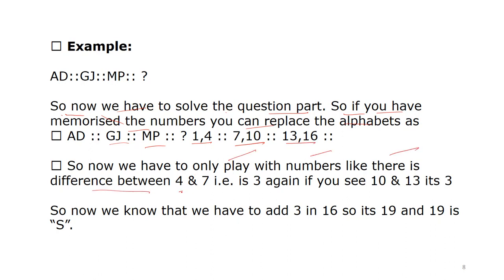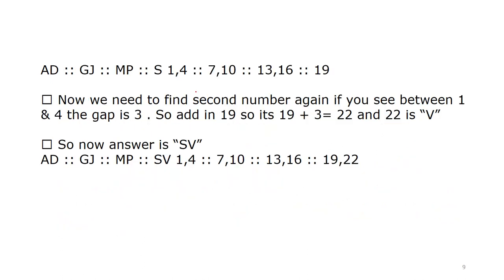There is a difference between 4 and 7, that is 3 again. 10, 13 is 3 again. So now we have to add 3 to 16, so it becomes 19. So 19 is S. After that, again we have to add 3 for that gap, so it will become 22. 22 is V. So now the answer is S, V.